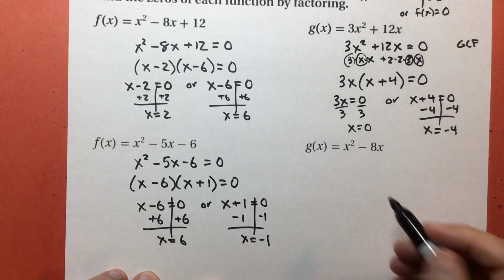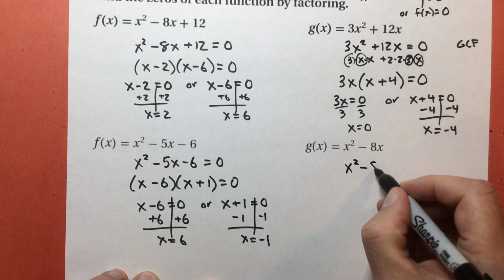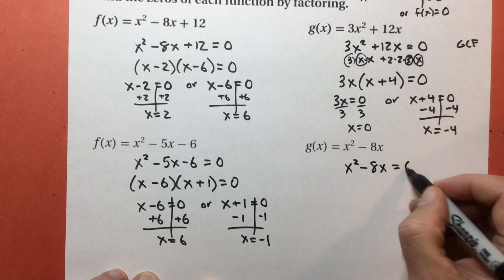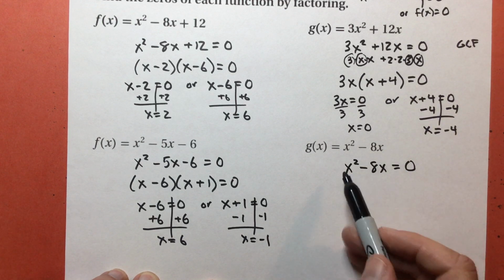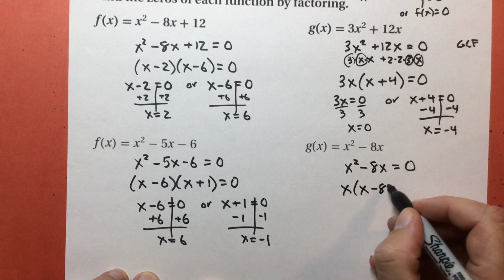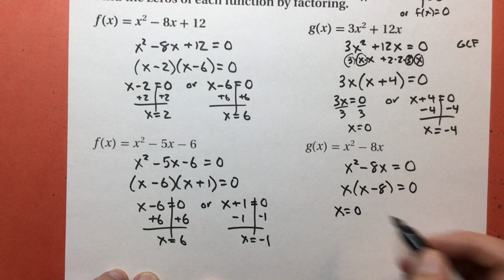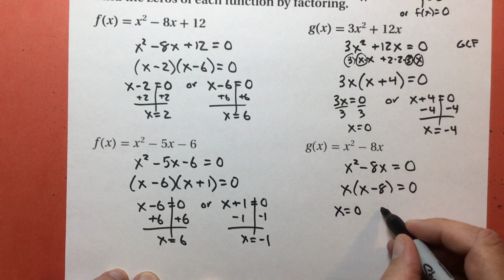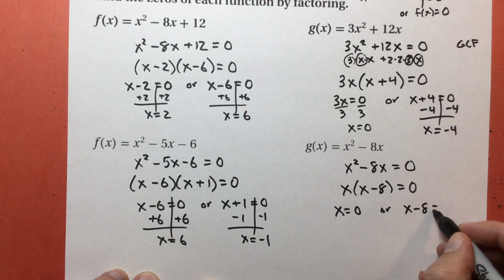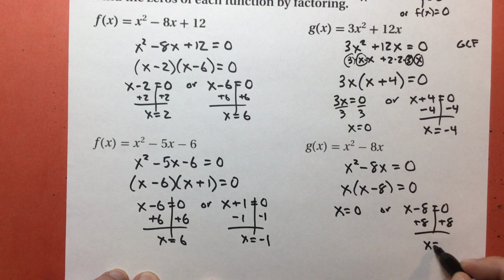Let's do one more. This again has a common factor. So I have x squared subtract 8x equals 0. My common factor is just x. This is x times x subtract 8. So that tells me either x equals 0, that one, or x minus 8 equals 0, and x equals 8.